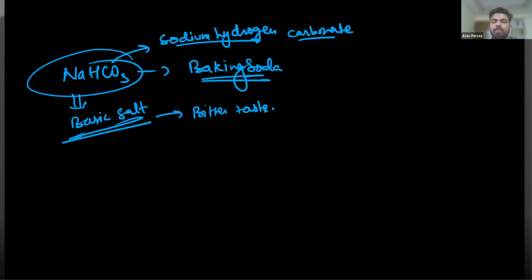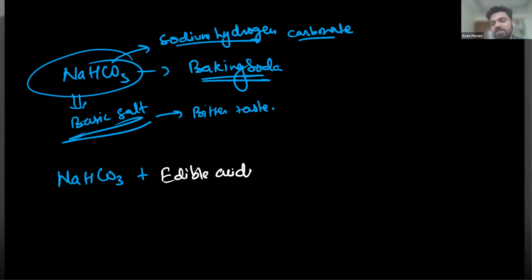Okay, it has some bitter taste. Now this sodium hydrogen carbonate, when we use it for baking purposes, is mixed with some edible acids. And what will edible acid contain? It will contain some H plus ions. So we can say that this baking soda, when mixed with acid, forms baking powder.